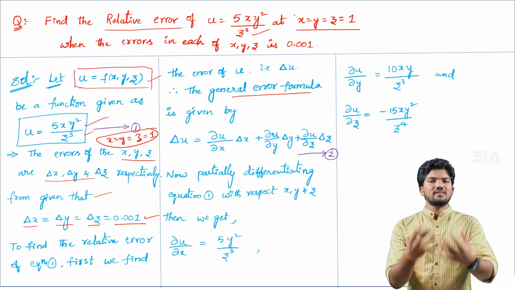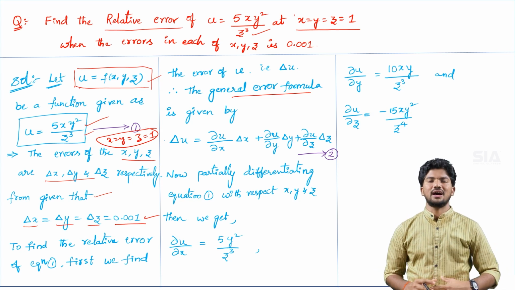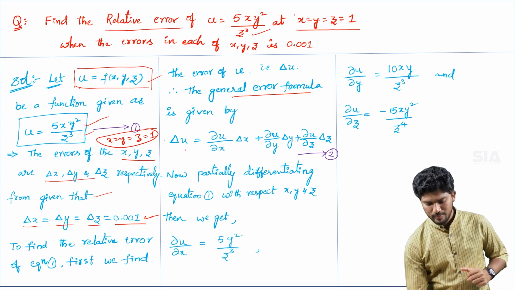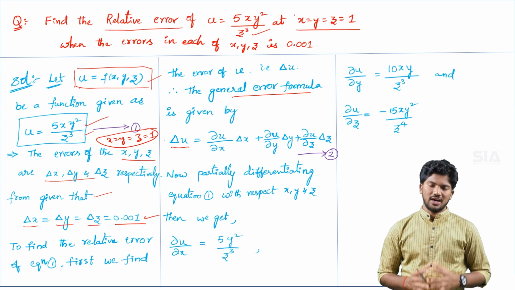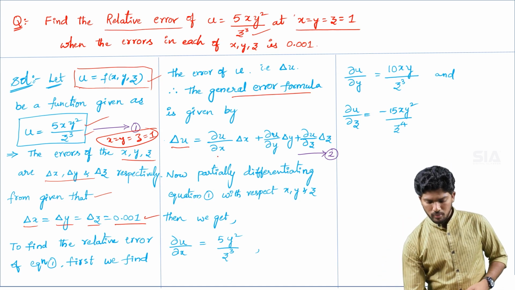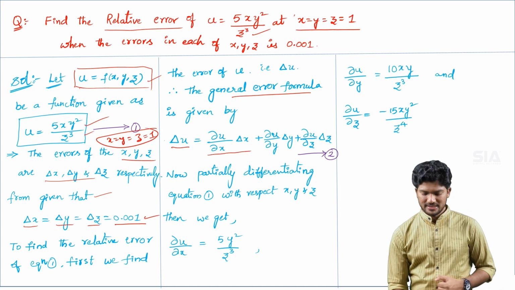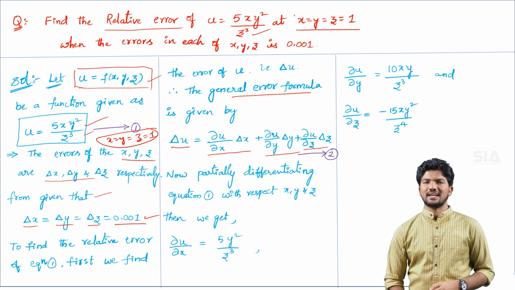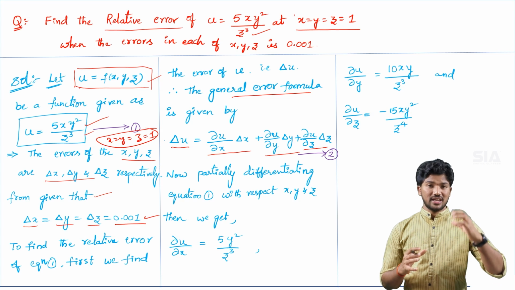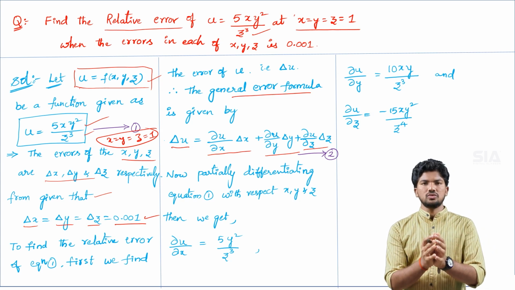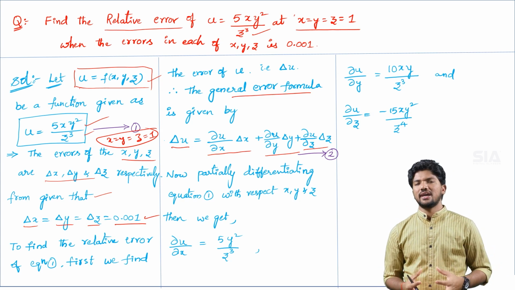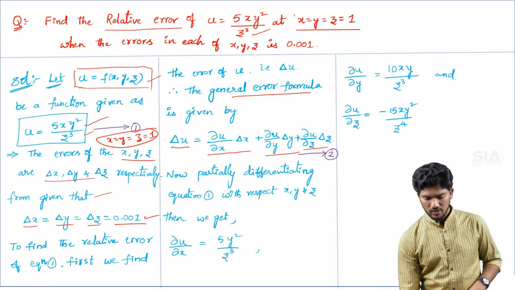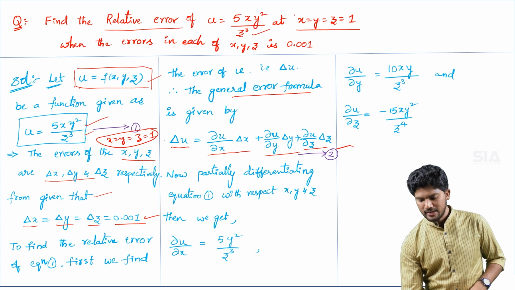To find the error of the given function, we have one formula, that is the general error formula. The general error formula is given by delta u is equal to dou u by dou x into delta x plus dou u by dou y into delta y plus dou u by dou z into delta z. So what is the meaning? For the given equation number 1, you have to do the partial derivative with respect to x, with respect to y and with respect to z. So we take that error equation as equation number 2.